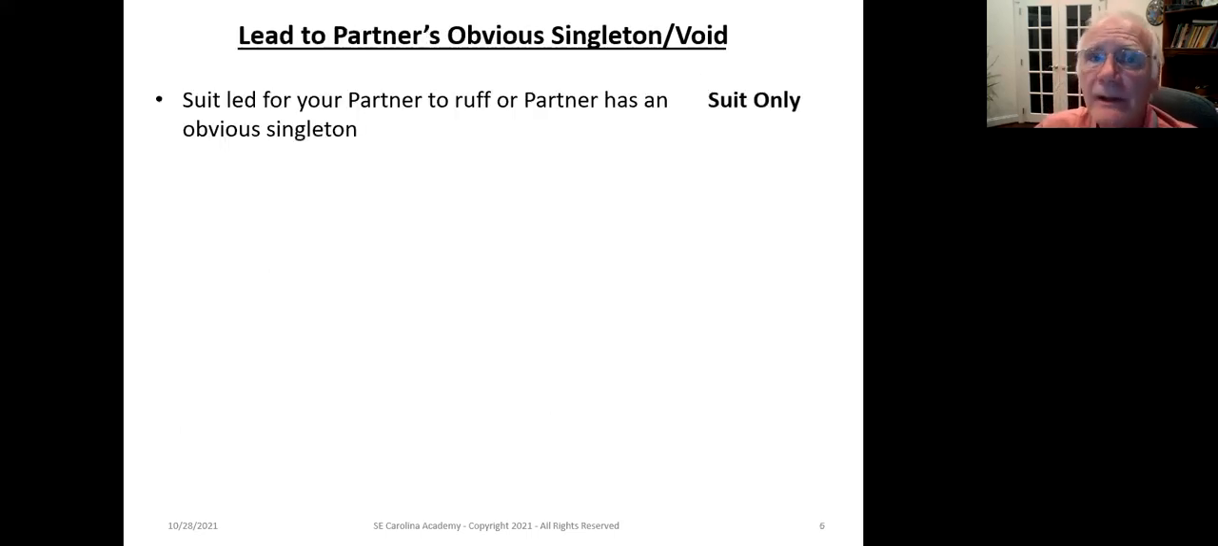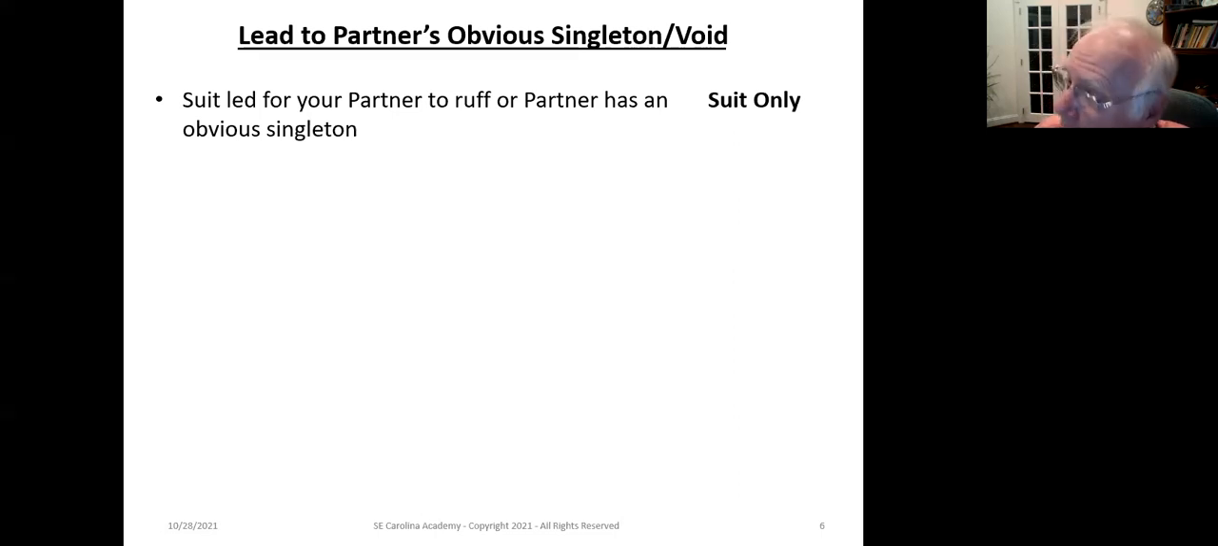Okay, let's look at this one here. The partner has led a suit for you to ruff. Now, when they lead a suit for you to ruff, the card they're leading is a suit preference signal. Pay attention to that, because this will give you a lot of information as to the card or the suit that your partner would like to have led back to them.